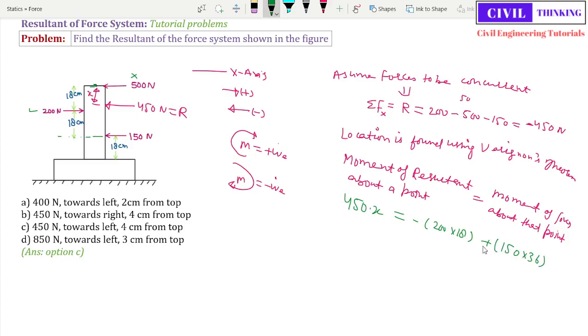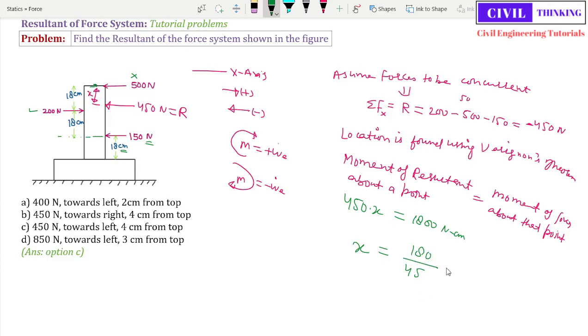Now we have applied Varignon's theorem. Now let us simplify this. 200 into 18, it is negative. Let me use a calculator. Okay, all of it is 1800 Newton centimeter, right? Because the forces are in Newton and the distances are in centimeter, so it is Newton centimeter. From here we will find the value of x to be 1800 divided by 450, right? Now this 0 and this 0 will cancel out, so it is 180 divided by 45.